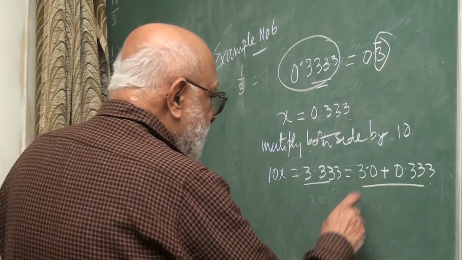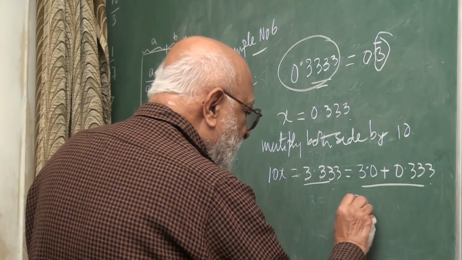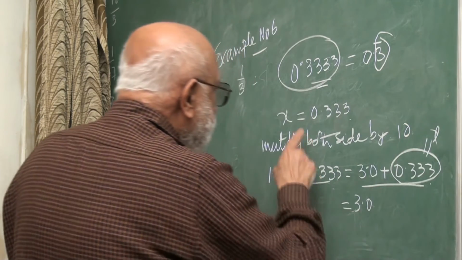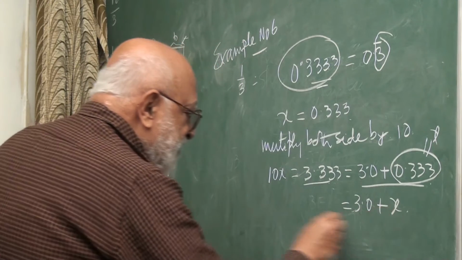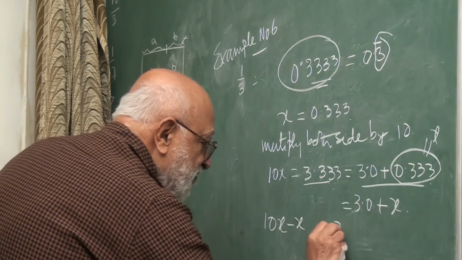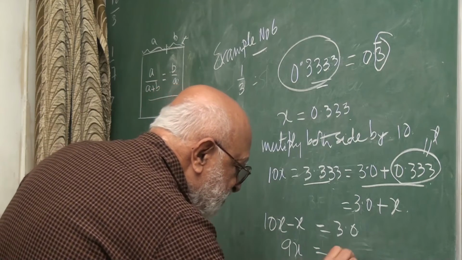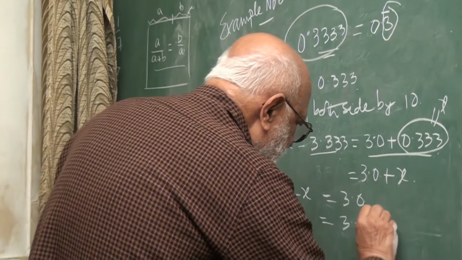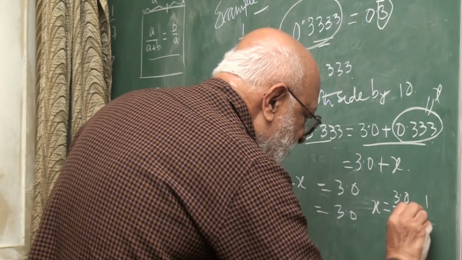Now this is 3, and again the x has come, so I can write 3.0 plus x. I will write this as x, because this is how x has been taken. So 10x minus x is equal to 3.0. Therefore 9x is equal to 3.0, or x is equal to 3.0 divided by 9, that is 1/3.